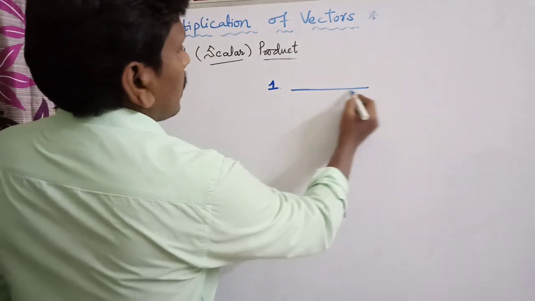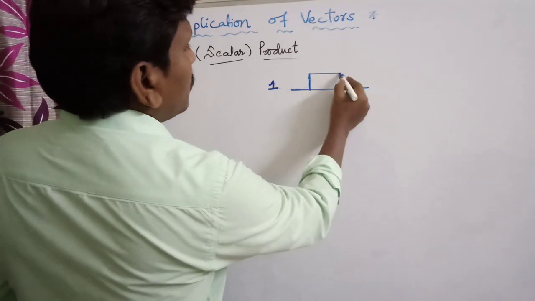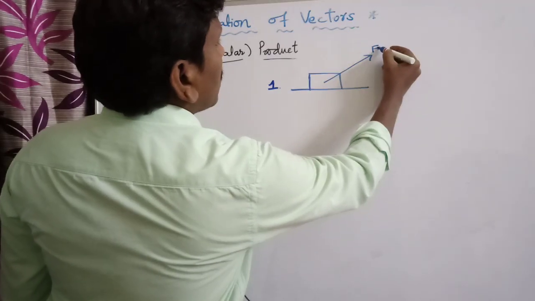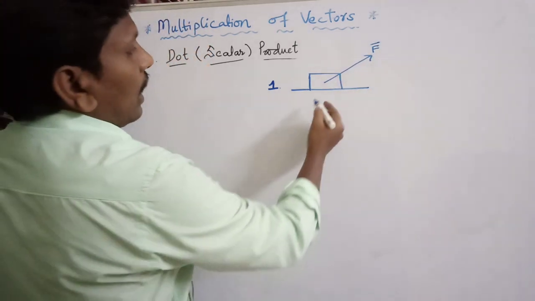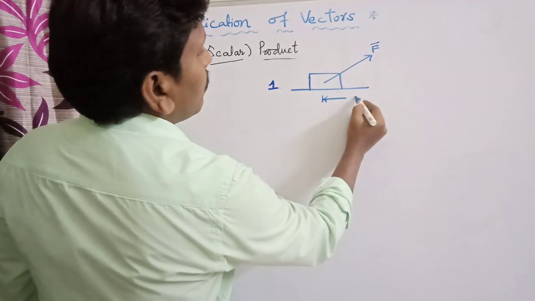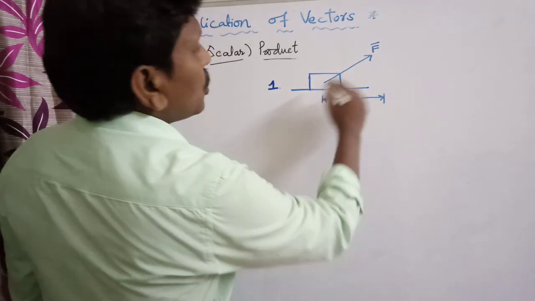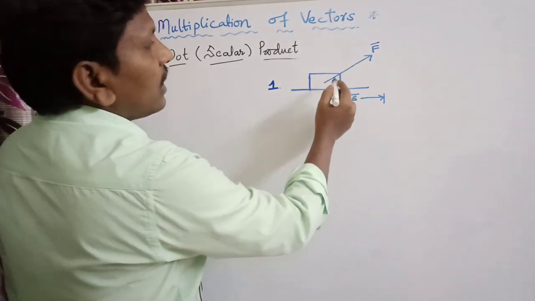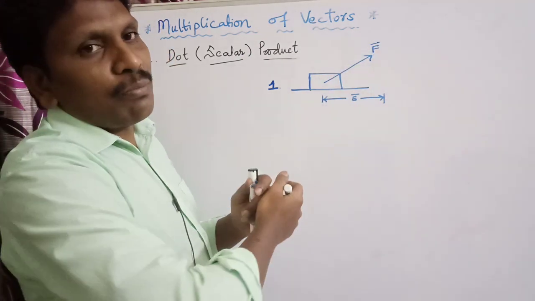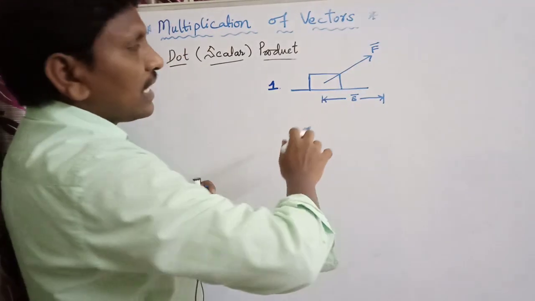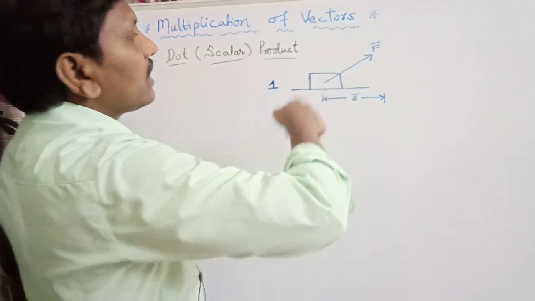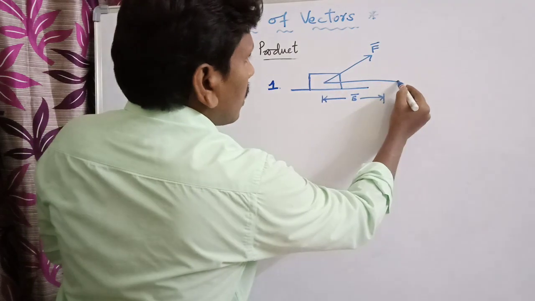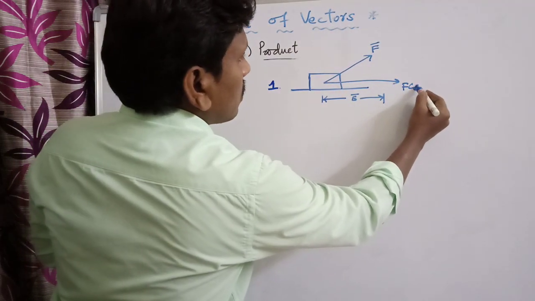Let us consider a horizontal surface and an object kept on it, and a force is applied on the object or block. Then this block will be displaced from one position to another position. As the force is applied on this object, the force is resolved into two components: on the horizontal axis, F cos theta, and on the vertical side, F sin theta.